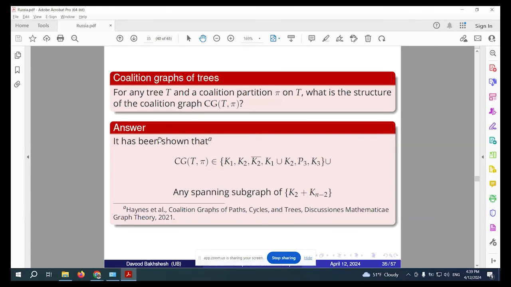Heinz and others prove that the coalition graph of trees belongs to this family: K1, K2, the complement of K2, the union of K1 and K2, P3, K3, and any spanning subgraph of K2 plus K(n-2).